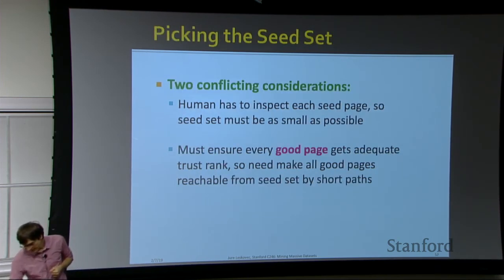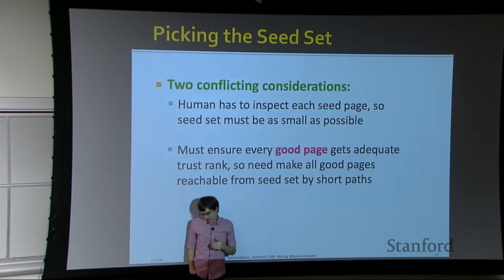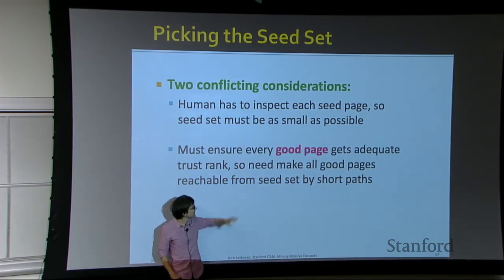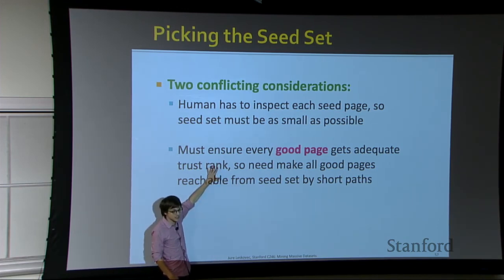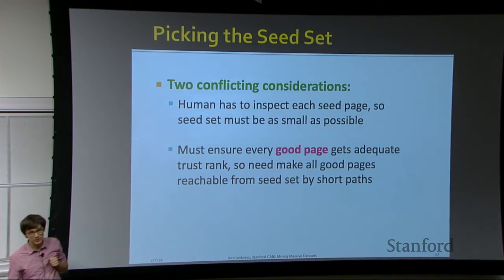Now the question is, how do you pick the seed set? And you have two conflicting considerations. First, a human has to inspect each page in the seed set to make sure that the page is good. So you want to make the seed set as small as possible, because otherwise it's too expensive. But of course, you must ensure that every good page gets an adequate trust rank. So you need to make sure that all good pages are reachable from the seed set by short paths, okay? So you want your seed set to be as diverse as possible, but also as small as possible, because you don't want it to be too expensive.